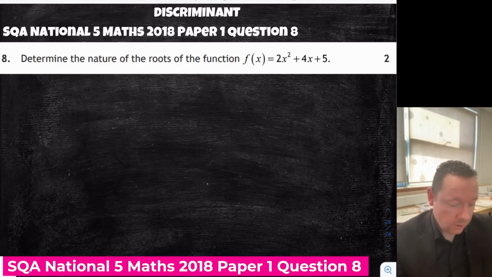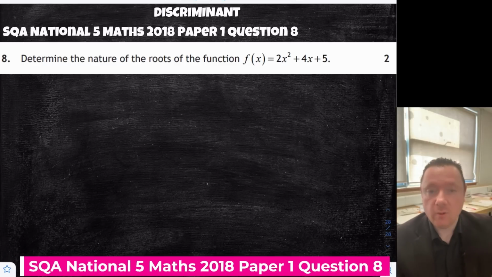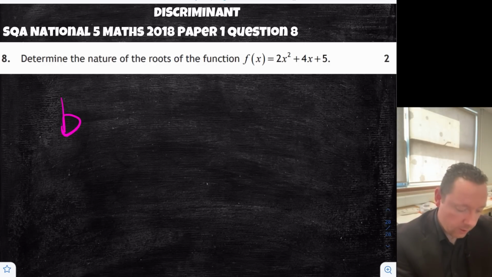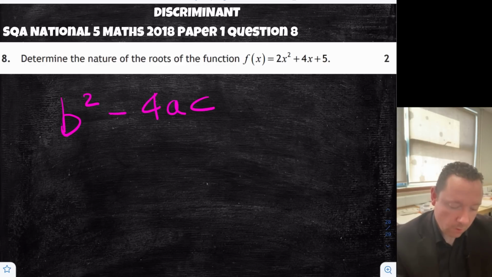Using the discriminant, SQA National 5 Maths 2018, paper 1, question 8. Determine the nature of the roots of the function f of x equals 2x squared plus 4x plus 5. If it mentions nature of the roots, you're using the discriminant, which you'll get from the start of the exam paper. If you look at the quadratic formula, the bit under the square root sign is b squared minus 4ac. That's called the discriminant. So our a is 2, our b is 4, and our c is 5.